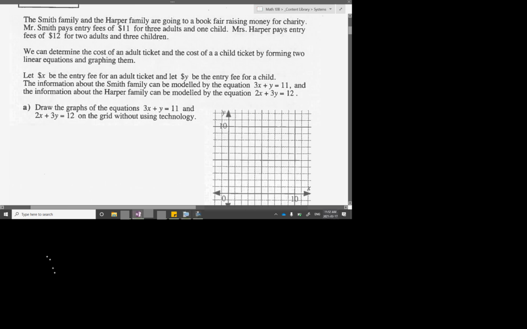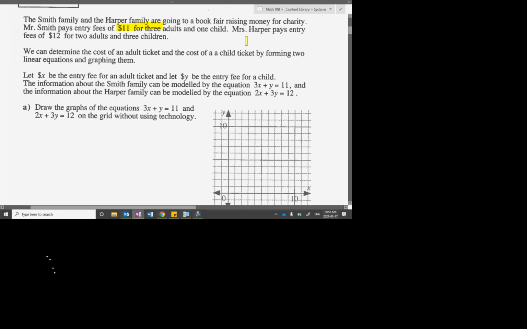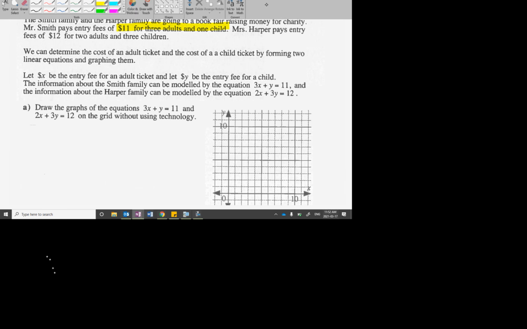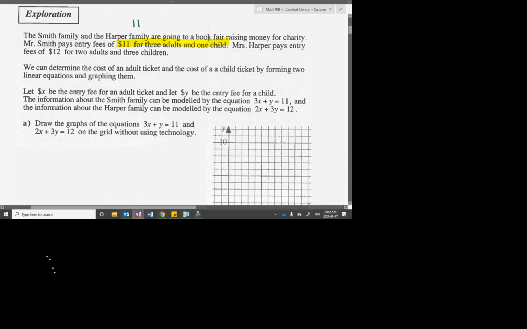So the Smith family and the Harper family are going to a book fair, raising money for charity. Mr. Smith pays entry fees of $11 for 3 adults and 1 child. If we were to write this first sentence, $11 for 3 adults and 1 child, as an equation, a possible equation would be 11 is equal to 3a plus c. Would you guys agree with that? Yeah, that makes sense, where I came up with that.